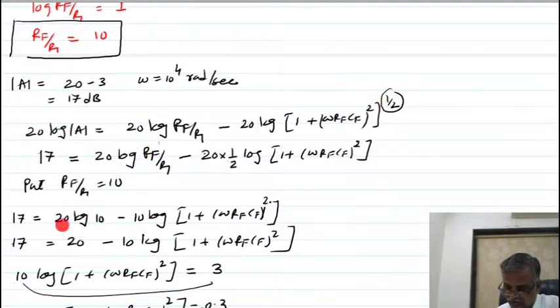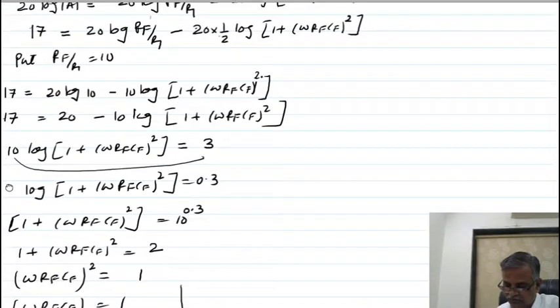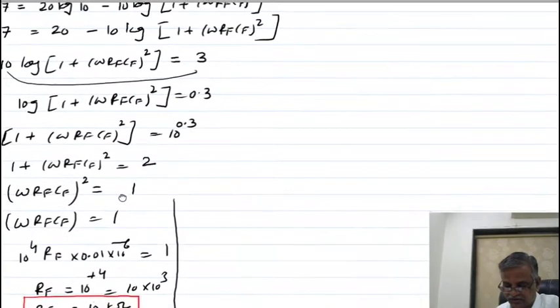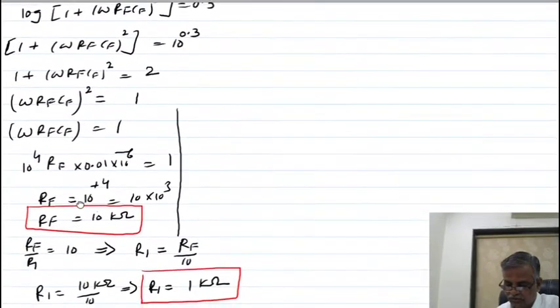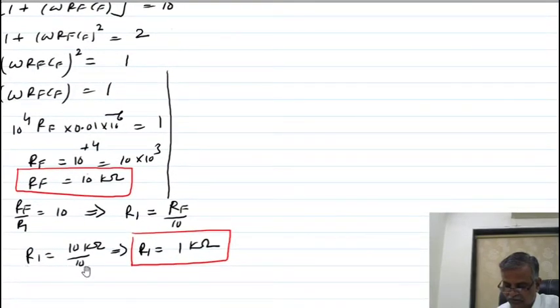So you can see log 10 is 1, so it is 20. And I have taken this 1/2 here, so it is 10. So I have written like this. You take it on this side, so it becomes 3. Then I have just interchanged the position. Very simple mathematics. So yes, this is important: 10 to the 0.3 is 2, nearly 2. So if you sort it out, you will find the value of Rf. Rf is 10 kilo ohms, and from this you can find Rf by R1 is 10, so R1 is 1 kilo.